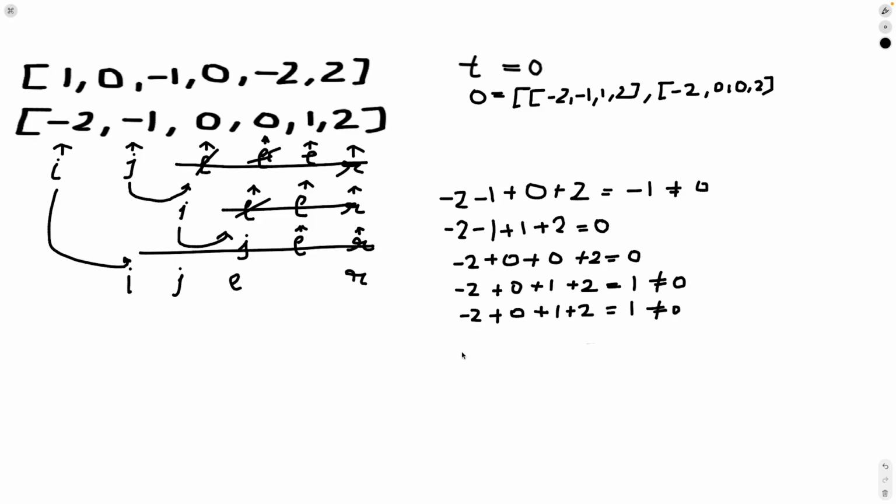Now let's look at the sum for this. It will be minus 1 plus 0 plus 0 plus 2. So now the sum is equal to 1, which is not equal to 0. Now if you see, it's greater than target. So instead of moving the left element, we will move the right element to the next place. And let's check the sum again. So it is minus 1 plus 0 plus 0 and plus 1. Now this is equal to 0.